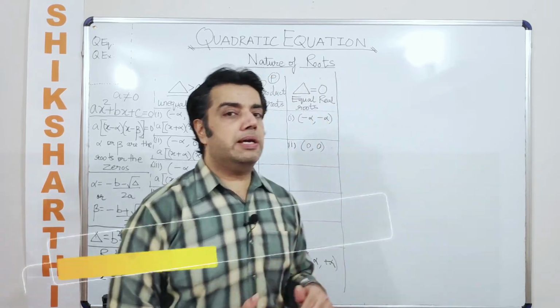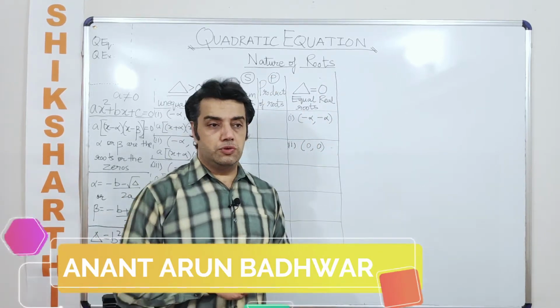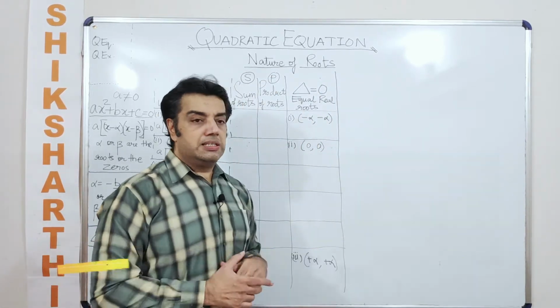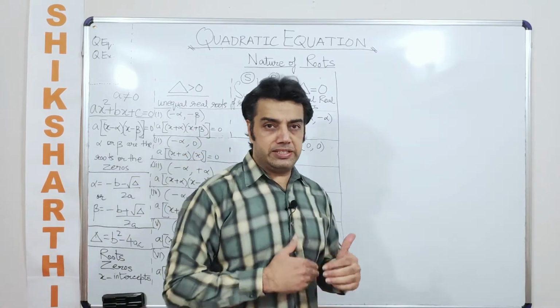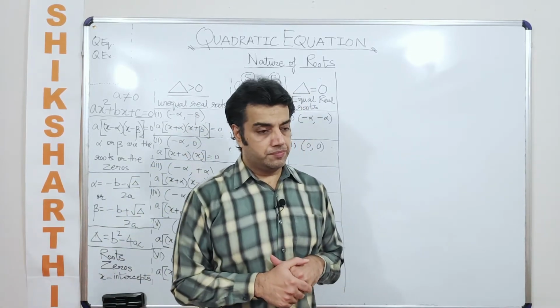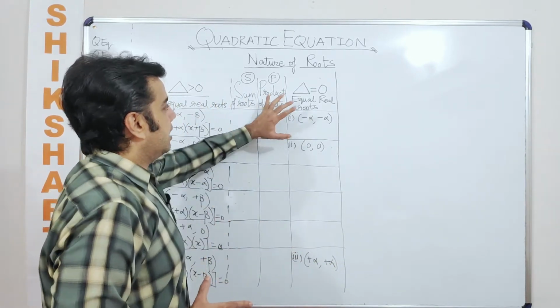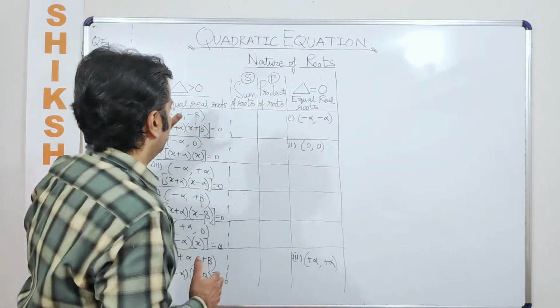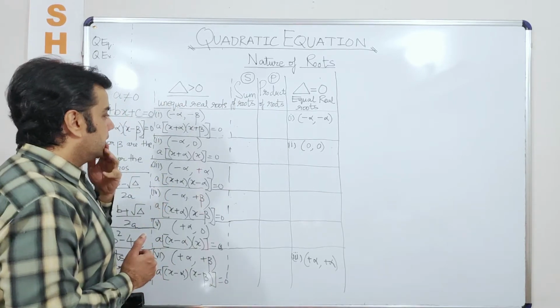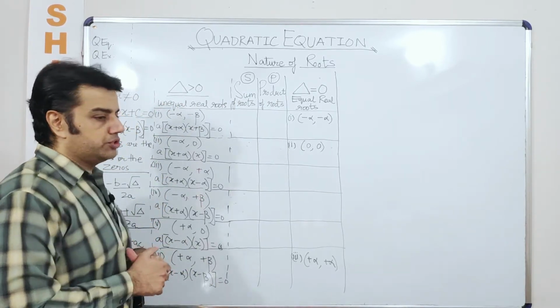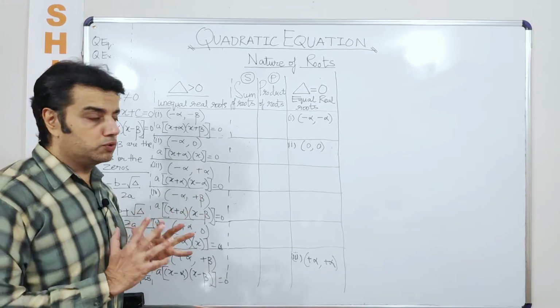If you recall my earlier video on the roots and the nature of the roots, this will be a kind of an extension to that session, in which we are going to focus on delta along with the roots. We know that for delta greater than 0, these are the 6 cases of roots that we can make, and we are talking about real roots.